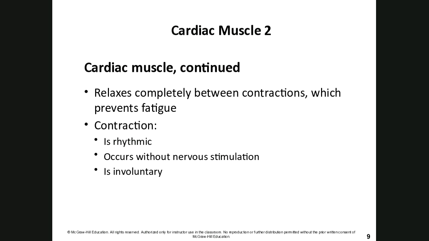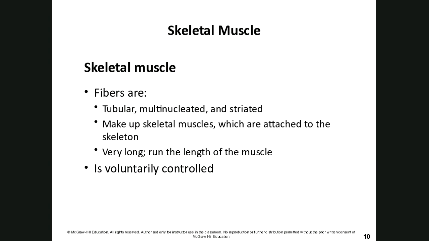It relaxes completely between contractions, which helps to prevent fatigue. And the contractions, as we said before, are rhythmic, and it occurs without nervous stimulation. It can do so because it has a pacemaker, that's the sinoatrial node. We'll talk about that in chapters 5 and 6. And as I said before, it is also involuntary. So the meat and potatoes of this chapter is going to be about skeletal muscle.